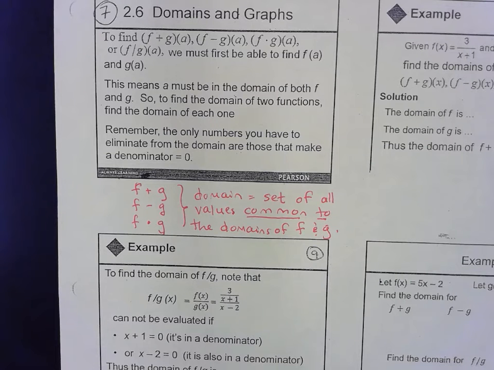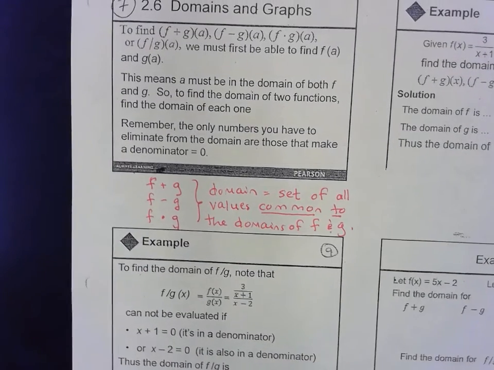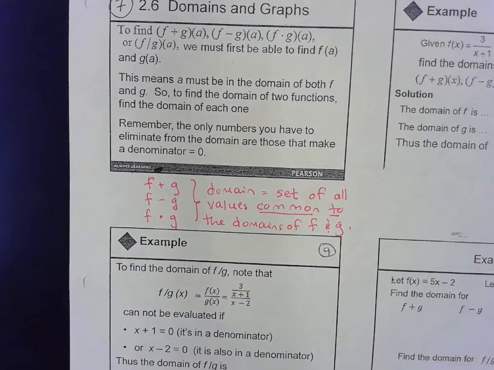If there's a number that can't be in the domain of F, it can't be in the domain of these. If there's a number that can't be in the domain of G, it cannot be in the domain when you put them together. Okay, Dylan, are you writing this? Yep.